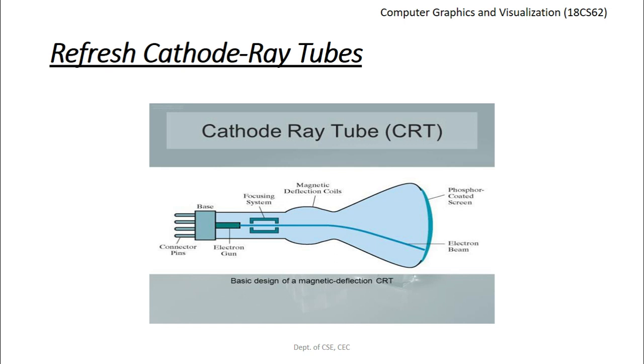The most common method now employed for maintaining the phosphor glow is to redraw the picture repeatedly by quickly directing the electron beam back over the same screen point. This type of CRT is called a refresh CRT. So we continuously illuminate the same spot multiple times, continuously redraw the contents on the screen, continuously refresh with the electron beam. In order to maintain the phosphor glow, the picture is redrawn repeatedly by quickly directing the electron beam over the same screen points. Hence such a CRT is called a refresh cathode ray tube.